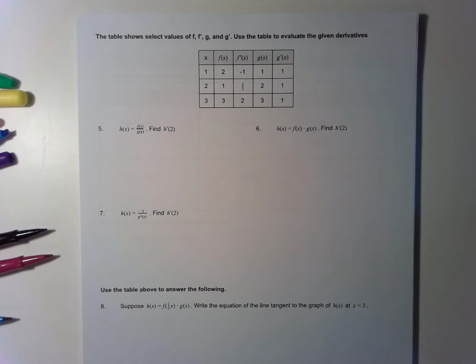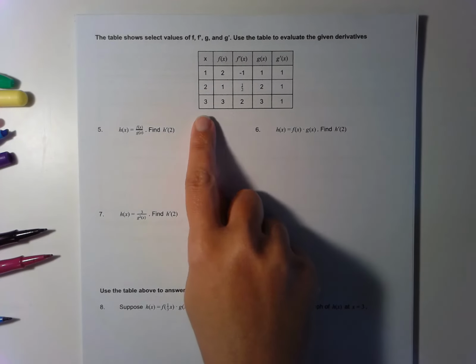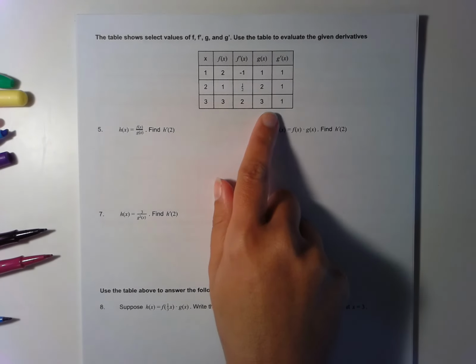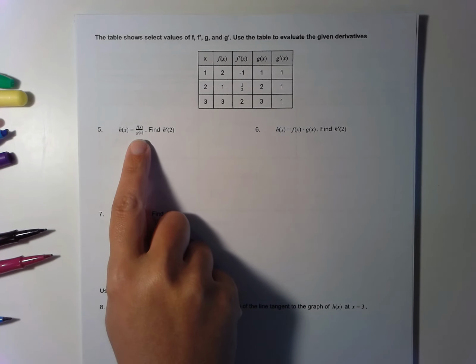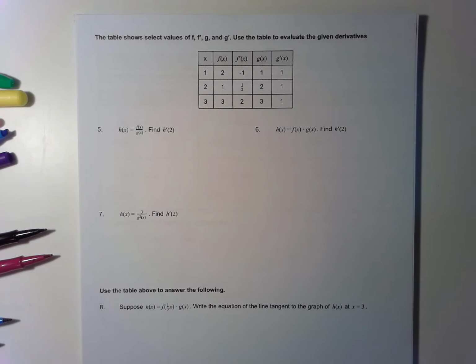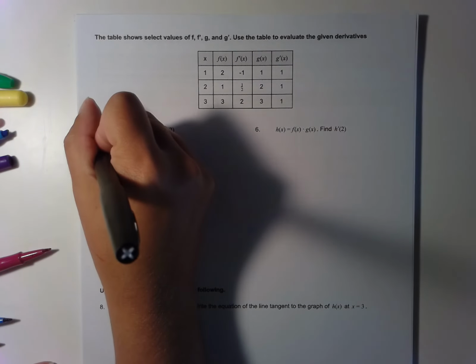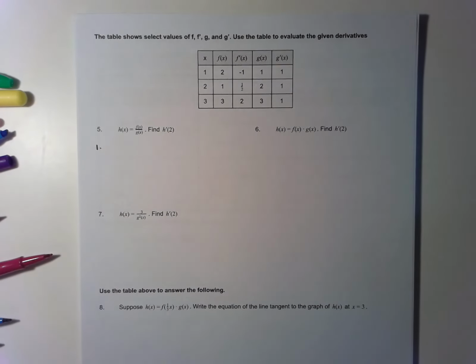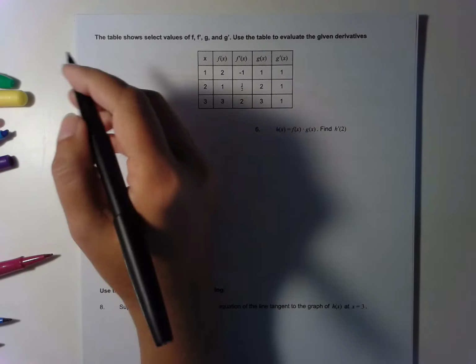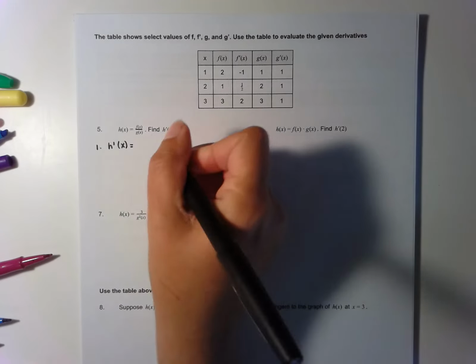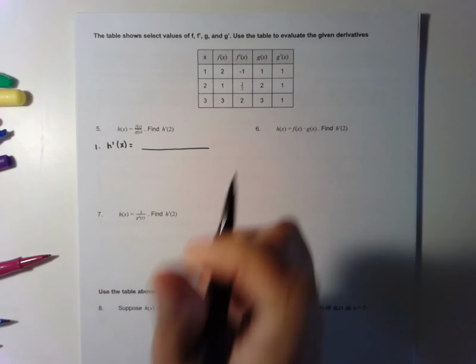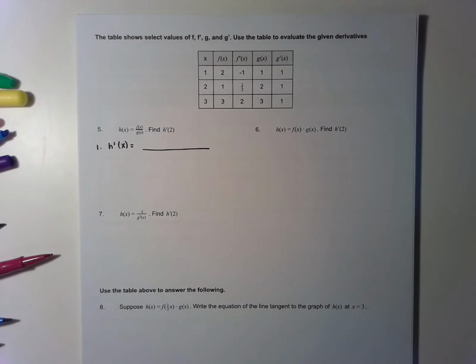All right, so in this table, we have x values, f of x values, f prime, g, and g prime. And we're asked to find h prime of 2 if h of x is f divided by g. Now, we're going to do this in 2 steps. Step number 1 is we're going to actually find the derivative without plugging in the number 2. In order to find the derivative this time, I'm going to need to use quotient rule. And the reason is because this is the quotient of two functions, f and g.